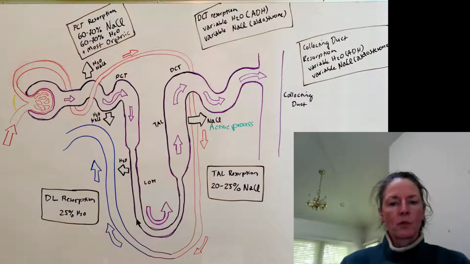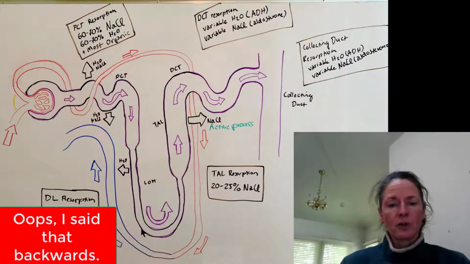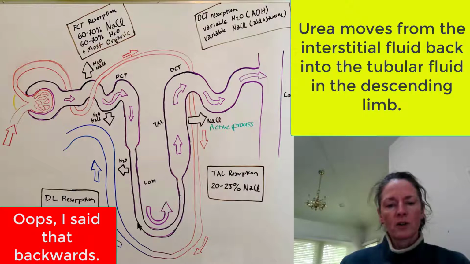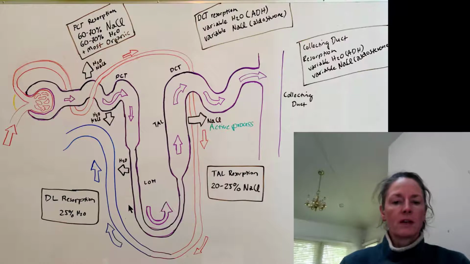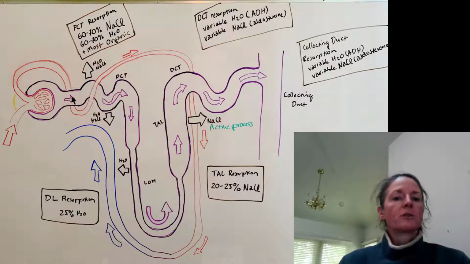actually be resorbed into the interstitial fluid. So I should say secreted. Secreted is the correct word because it's moving from the interstitium back into the tubular fluid. And this is because we have a fairly high concentration of urea in the deep renal medulla. So we're going to have some urea that was initially filtered out.